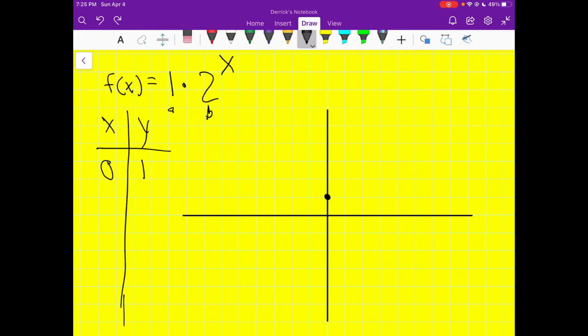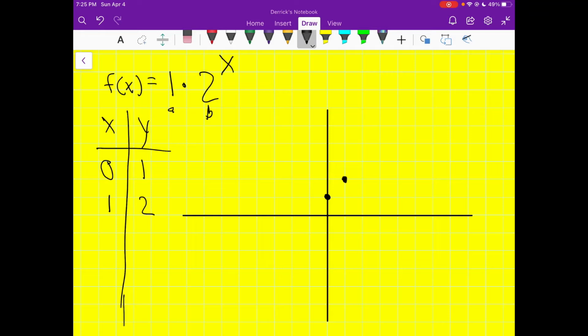Let's do some positive numbers. Let's say we plugged in positive 1 for x. Well, that'd be 2 to the first power. 2 to the first power is 2. So (1, 2) is a coordinate point. Now I certainly wouldn't want to stop there. Obviously we need to plug in more.